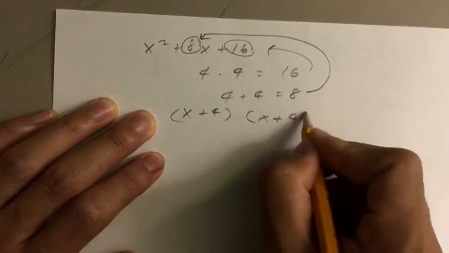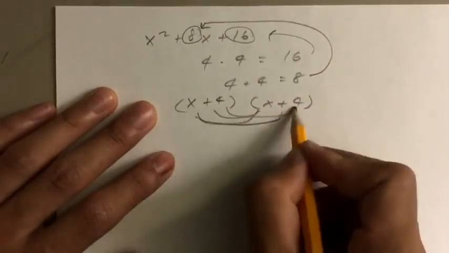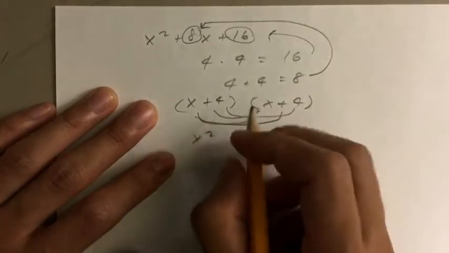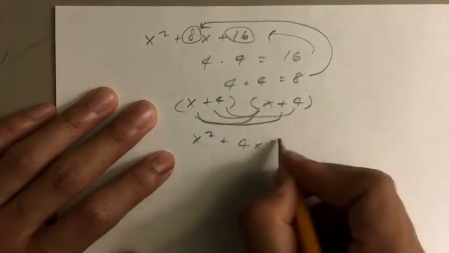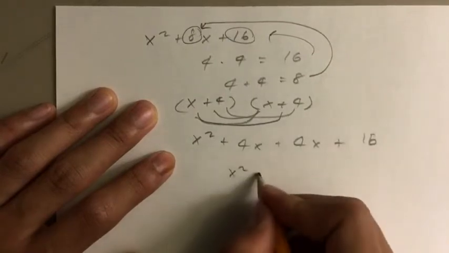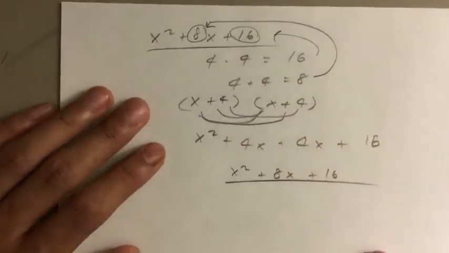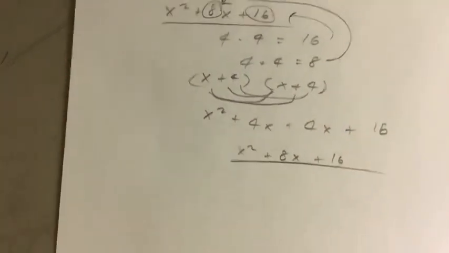And when we FOIL this out, remember, first, outer, inner, last. We have x squared plus 4x plus 4x plus 16. So we have x squared plus 8x plus 16, and that is what we have. So that's FOILing and factoring for you.